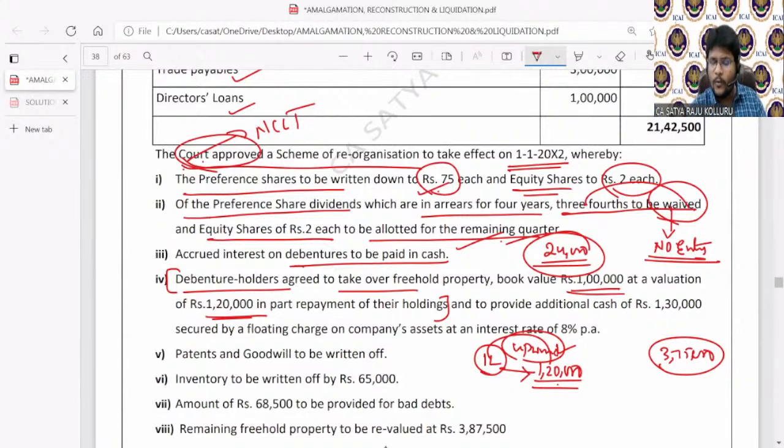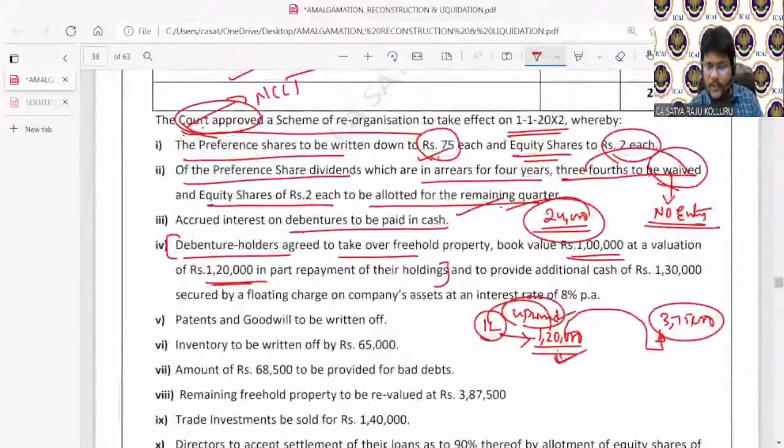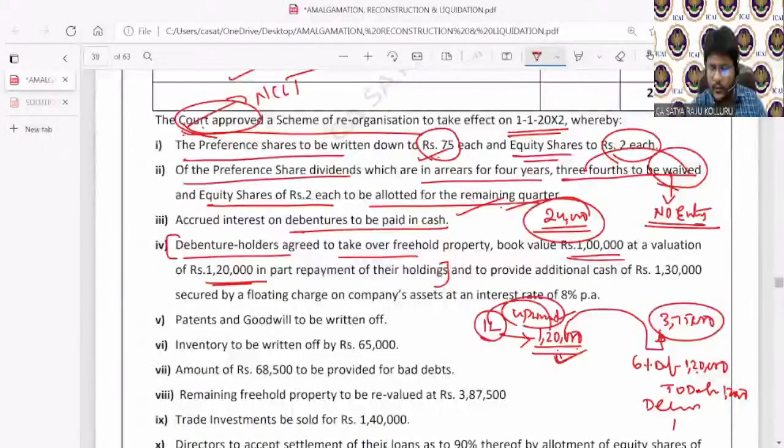Then in your books of accounts, freehold property is showing at 1,20,000. Now such 1,20,000 you can use to make repayment to debenture holders. What is the journal entry for making payment to debenture holders? These are 6% debentures, so 6% debentures account debit, only to the extent of 1,20,000, to debenture holders account. Then debenture holders account to freehold property account. You can pass a direct entry as well, 6% debentures to freehold property, but these are persons, so first we transfer the liability to the actual person, then debenture holders to freehold property account, 1,20,000.